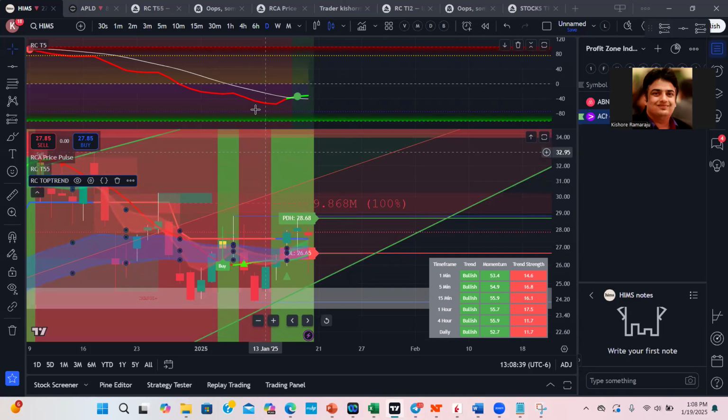If you have to go with only three indicators, what I suggest is you can go with price pulse, T55 and T5. But if you have top trend also, that will be a great confluence. If all the four are telling the same thing, then your risk is very minimal, because top trend will give you strong support and strong resistance areas. And if price pulse, T55, T5 and top trend are telling the same thing, then your risk is 0% or 1%.